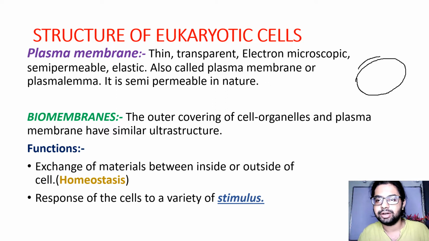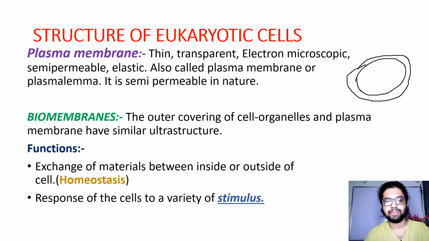and it is covered by a membrane known as the plasma membrane or plasmalemma. It is thin, transparent and electron microscopic. That means it is only visible under an electron microscope. It is semi-permeable and elastic. It means only selective materials can pass in and out of the cell. So it is semi-permeable in nature.